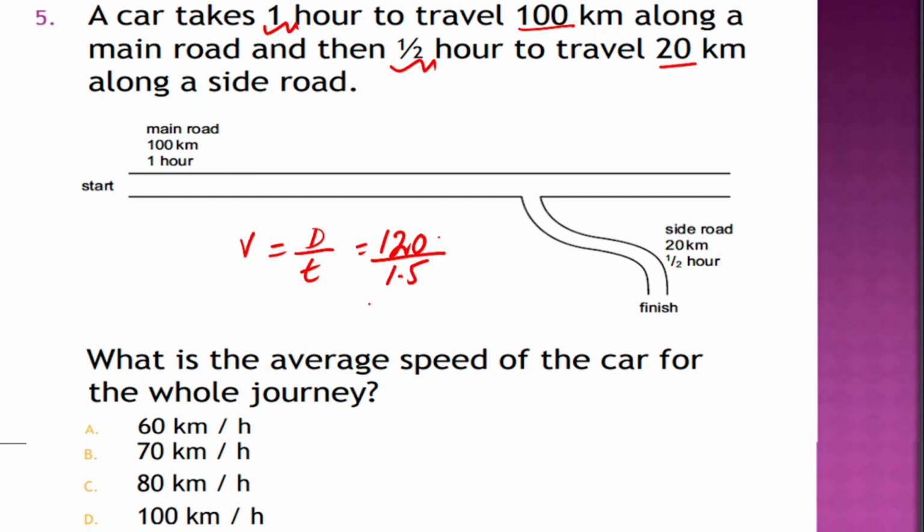Now dividing 120 by 1.5, so it will give you, if I remove the decimal, I just have to add a zero to the numerator. Now it's 1200 over 15. So dividing 1200 by 15, we will get 80 kilometer per hour. So this is the average speed of the car.